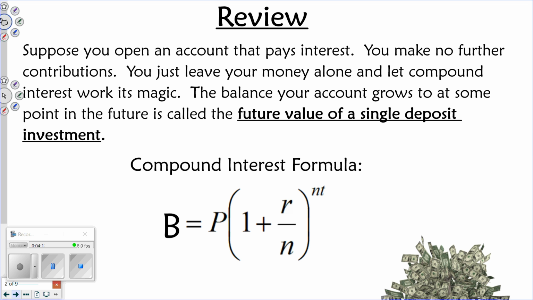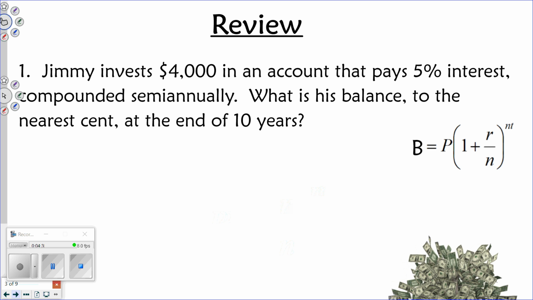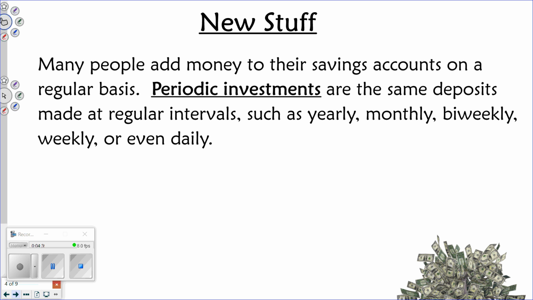So for me, this formula doesn't work. Because what is this formula? How many times am I putting money in here? Once. This formula is a future value of a single deposit. It means one time I put money in and that's it. But that's not what I do. Every single time I get paid, I put money into it. So we need a different type of formula. All right, so I'm going to bypass this review part because I know you guys are good at this stuff.